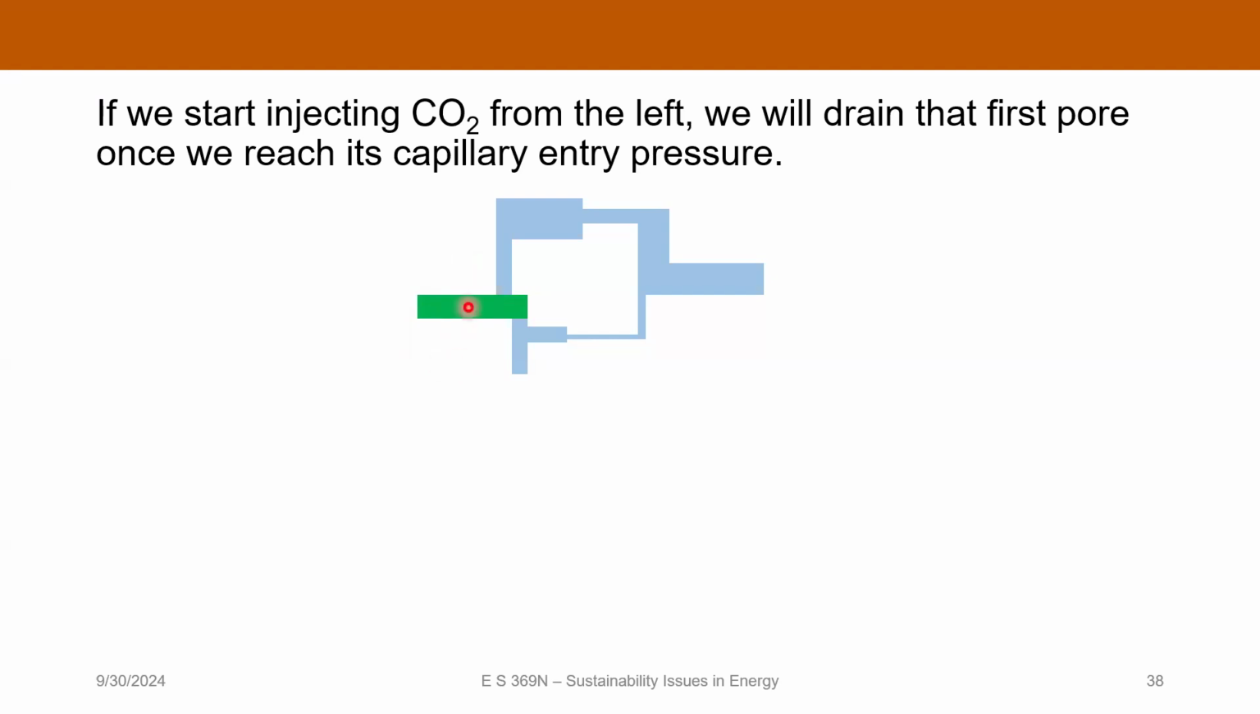Now, what's interesting is that once I've got CO2 into this pore, that CO2 can't go anywhere until I increase the pressure again, because you can see that that pore has a smaller radius, and this pore also has a smaller radius. So we'll have to crank up the pressure a little bit more to move the CO2 farther.